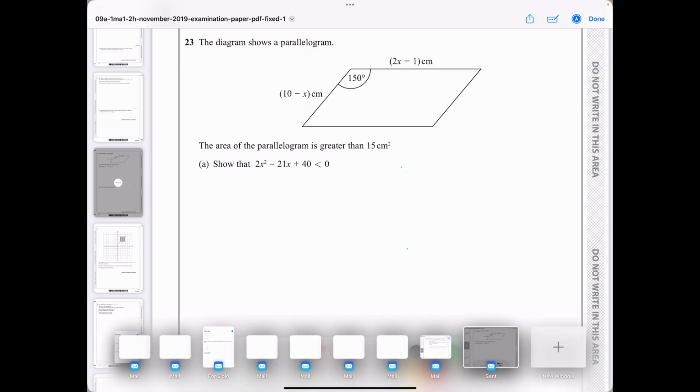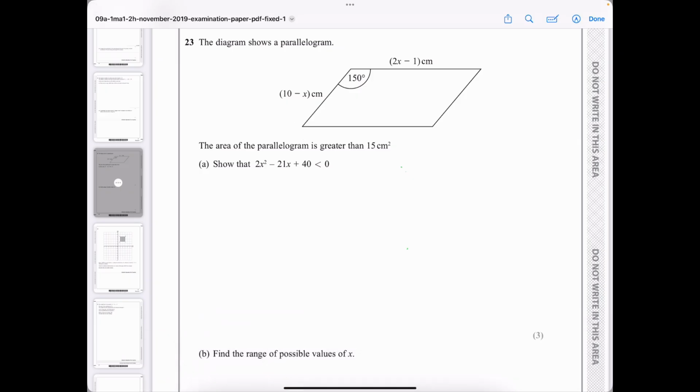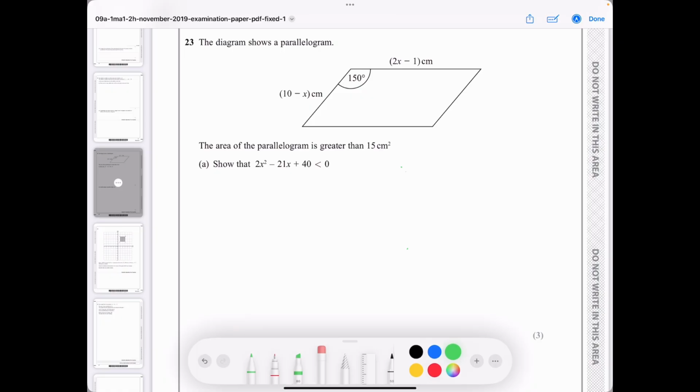The end of this GCSE paper from 2019, and I've just realised I've left the sound off, but anyway, you can hear me now. So this is a parallelogram, and we've got to find the area, or at least we've got to say that the area is greater than 15 centimetres, and we end up with this.